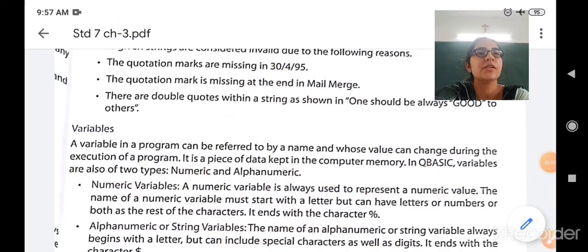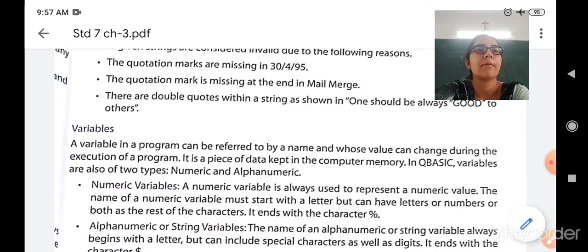Today, I welcome the students of Standard 7 to the online session of computers. In the previous class, we were discussing constants, and we have already seen that the values stored in constants remain unchanged. It means they cannot be changed during the execution of the program.